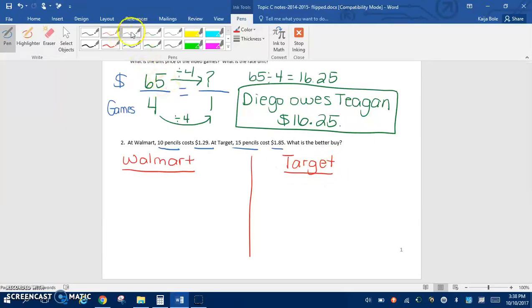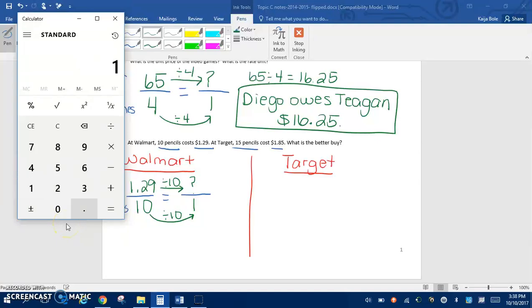For Walmart, we're going to draw in our blank proportion here. We are comparing money to pencils. So at Walmart, 10 pencils, it's going on the bottom, costs $1.29. They want to know how much for one. So one pencil, and this is our question mark. We're asking ourselves, 10 divided by what gives us 1, and we know we're going to divide by 10. We're going to do the same thing up here. Go ahead and use your calculator if you need to. Some of you might not.